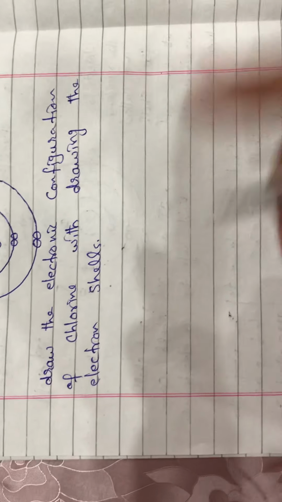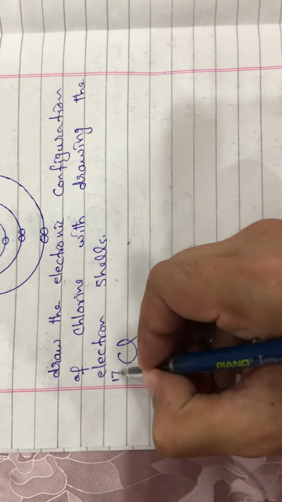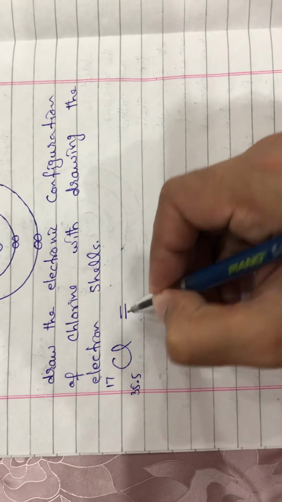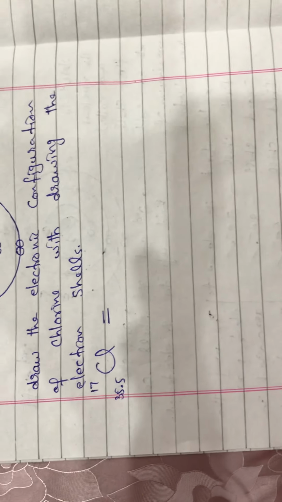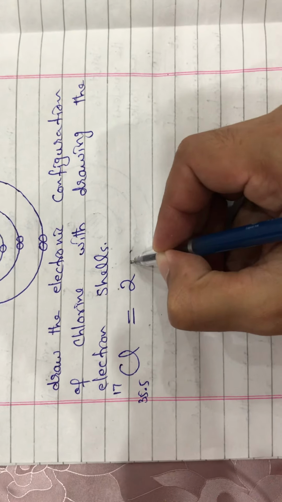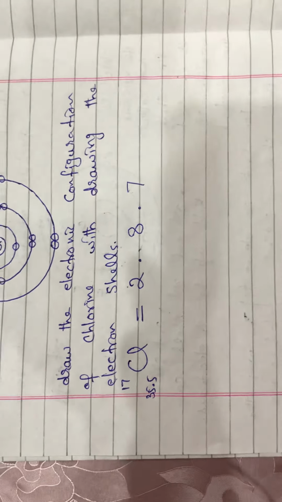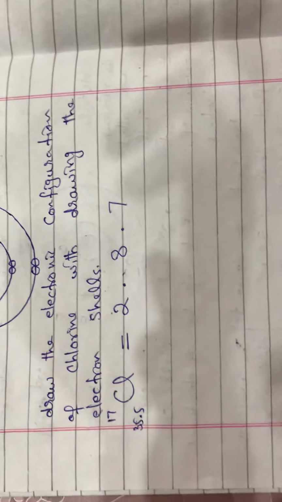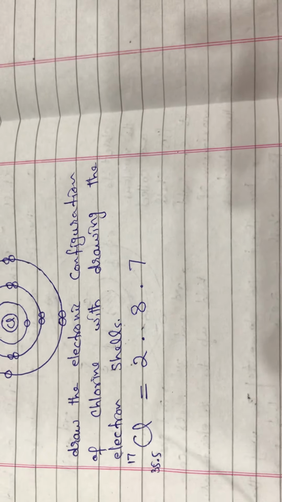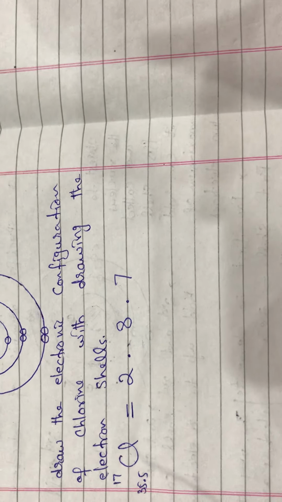So how can we write it? Chlorine atom, which is 17, 35.5. How many electrons? That chlorine atom has 17. So the first shell contains 2 electrons, the second shell contains 8 electrons, and the third shell contains 7 electrons. This is the electronic configuration of chlorine atom without drawing the shells.